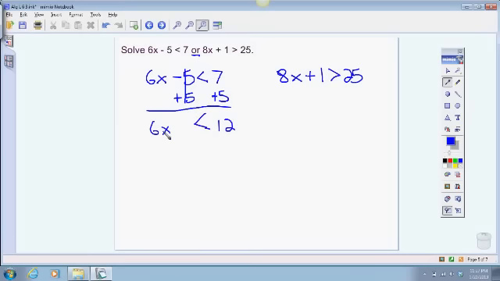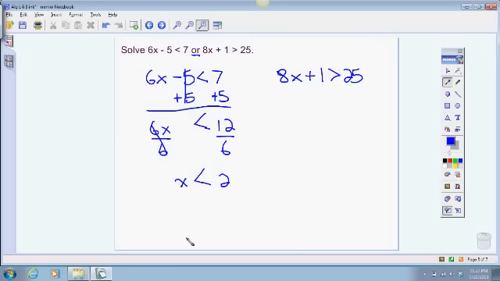Then we keep going. We're solving for x, so to get rid of the 6, we divide both sides by 6. Now notice again, guys, you have to be careful not to say, oh, the answer is 2. You're right, 12 divided by 6 is 2, but we're talking about all the values less than 2.